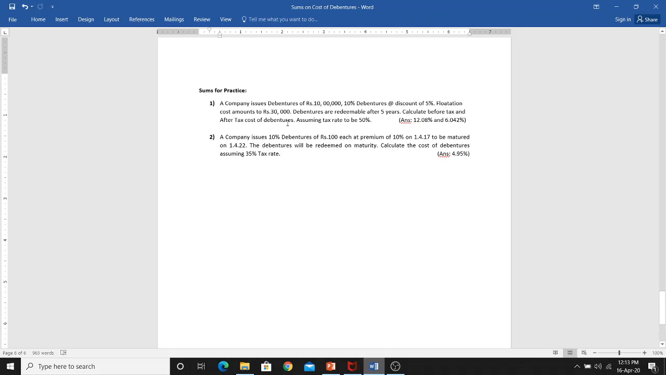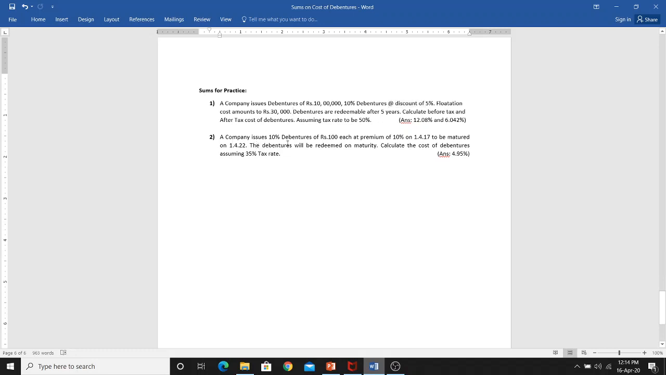Now they want before tax and after tax. So if it is after tax, you have to consider 1 minus 0.50. Now what is going to be NP when it is issued at discount? It is going to be the face value of debentures minus the discount, 5% of 10 lakhs, minus the flotation cost, that is 30,000. So you get the answer. Which formula are you going to use? Interest rate plus RV minus NP divided by N, the whole divided by RV plus NP divided by 2. If it is before tax, the formula remains as it is. If it is after tax, you multiply by 1 minus tax rate, and the last answer you have to multiply with 100 because you're going to show it in terms of percentage.